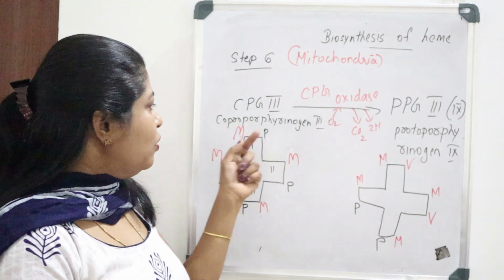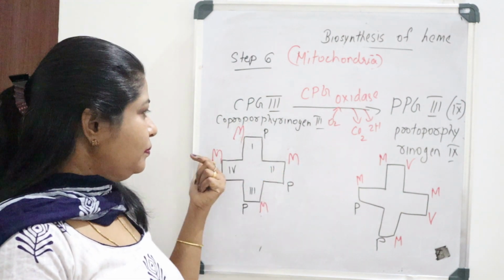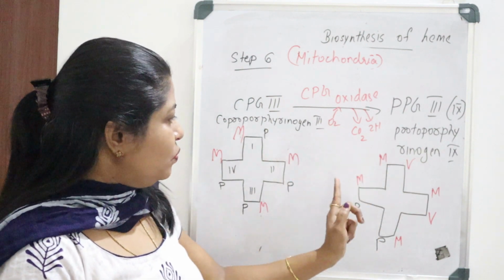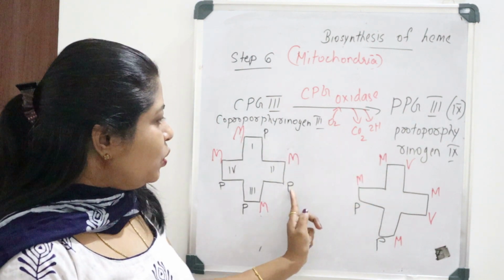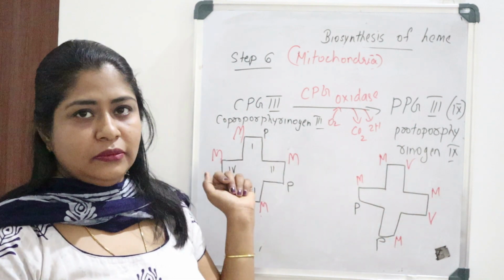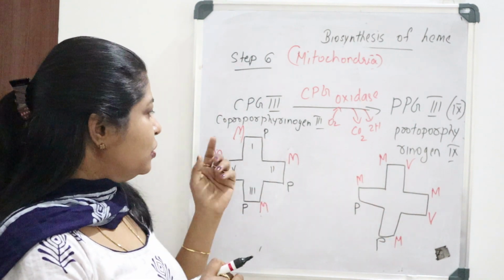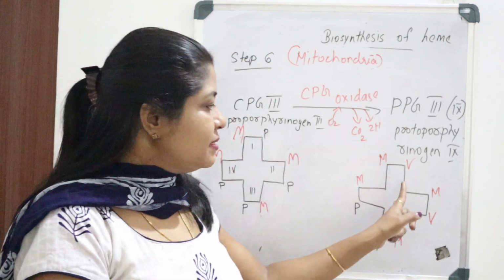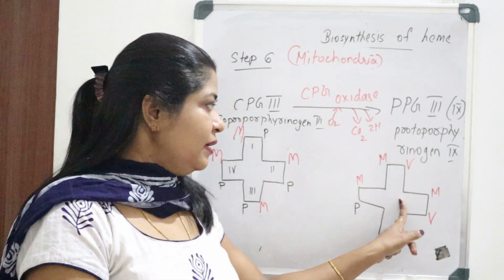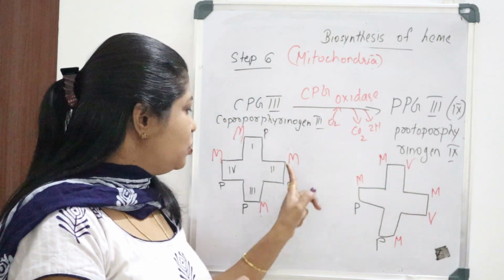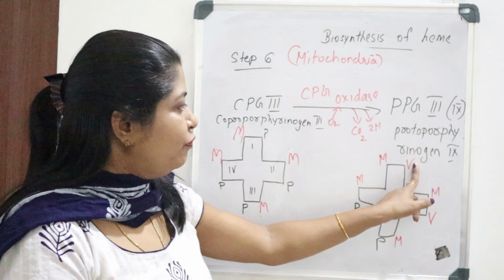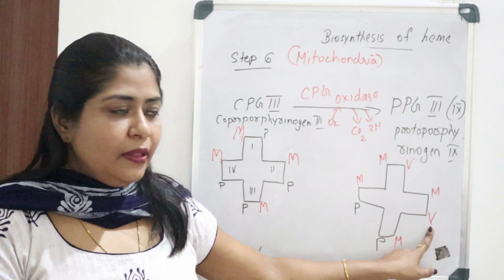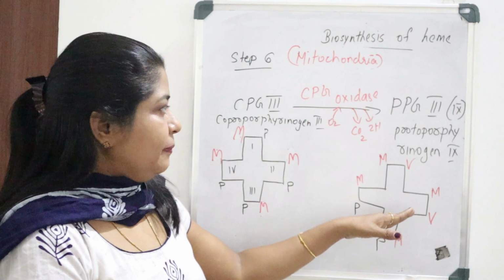So in this coproporphyrin we can see the methyl group. Whereas coming to this protoporphyrin, instead of two propionyl groups, you can see vinyl group. So that is the specialty here. So here we methyl group and propionyl group we can see. And coming to this protoporphyrin 3, we can see instead of these two propionyl groups, two vinyl groups, VINYL, vinyl groups. So that's the difference here.